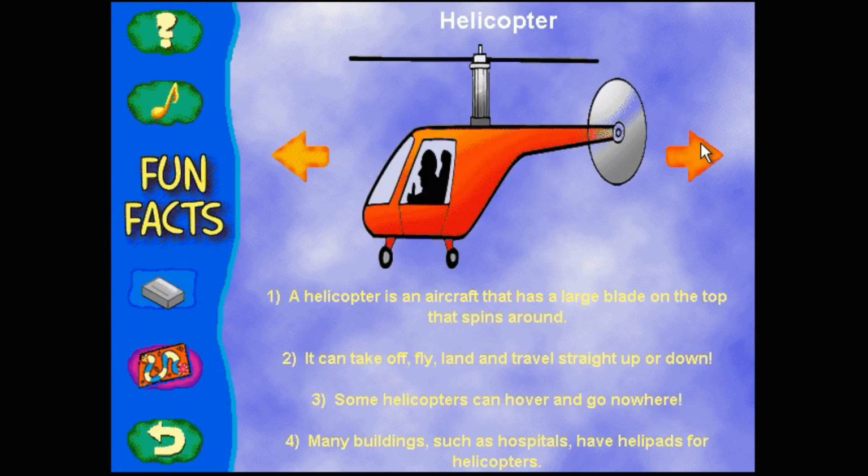Let's go back. Train. Helicopter. A helicopter is an aircraft that has a large blade on the top that spins around. It can take off, fly, land, and travel straight up or down. Some helicopters can hover and go nowhere. Many buildings, such as hospitals, have helipads for helicopters.